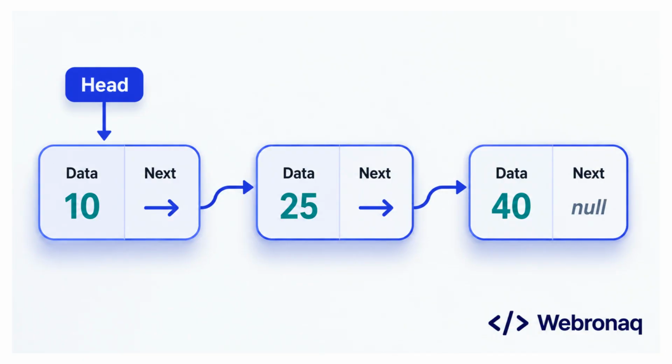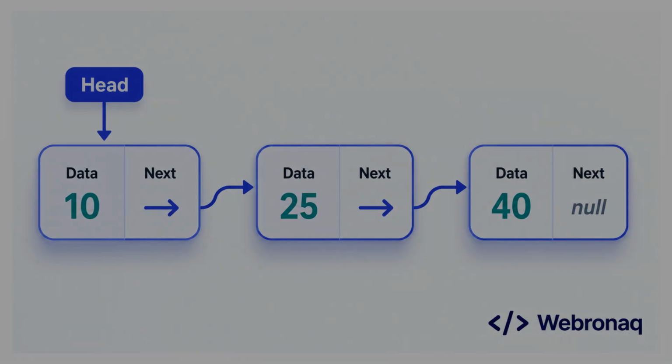In our diagram, the first node holds the value 10, and its pointer leads to the node holding 25. That node points to the node holding 40, and that final node's pointer holds null, meaning the chain ends there. The node at the very beginning is called the head. It is your entry point into the entire list. Next, let's actually walk through this chain and see how traversal works, step by step.